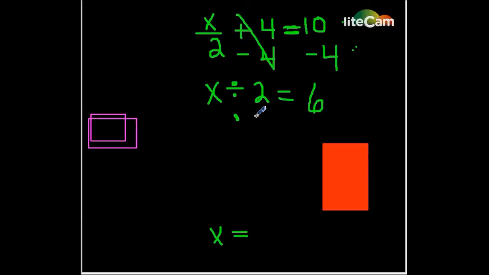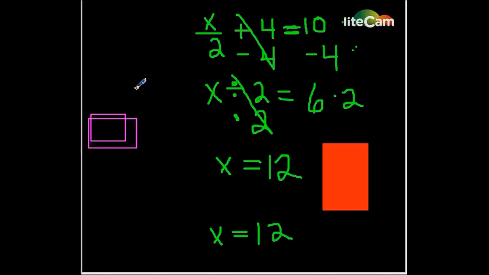Since the fraction line means x divided by 2, I'm going to write it in more friendly terms with the division sign. X divided by 2. Now I can look at it and say, oh, what's the opposite or inverse of divide by 2? It's multiply. I'm going to write multiply times 2 on that side.